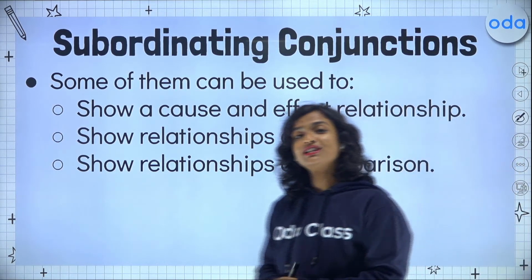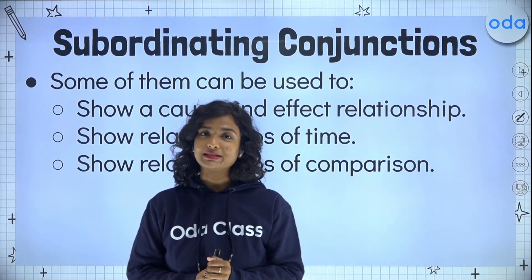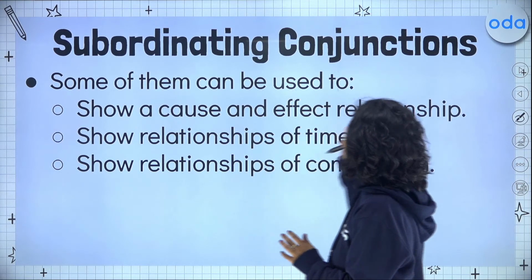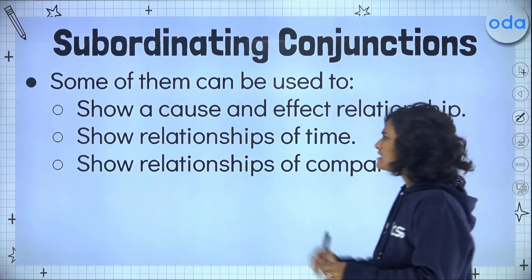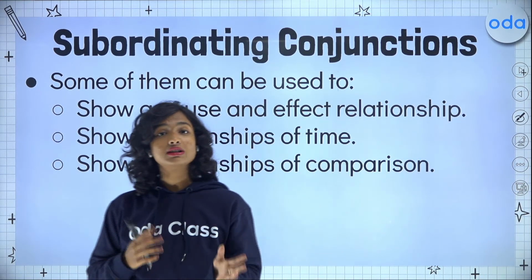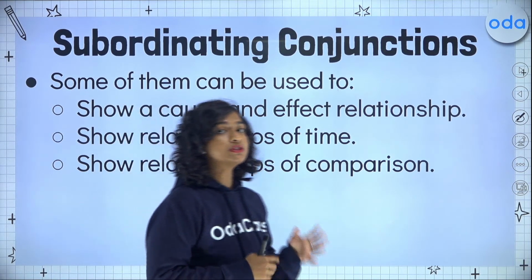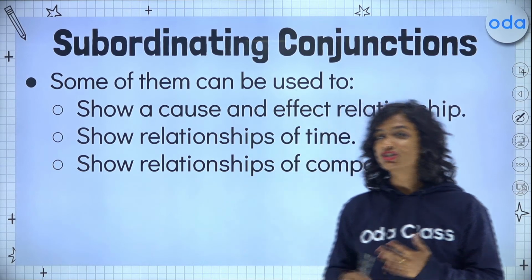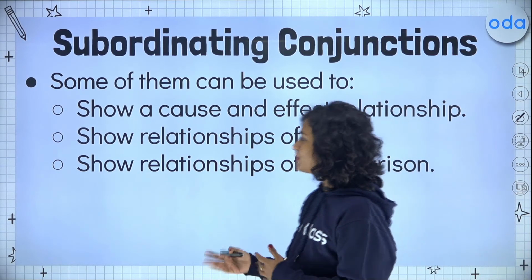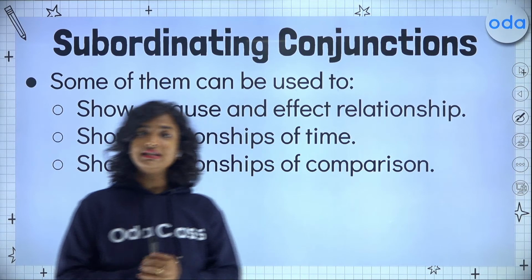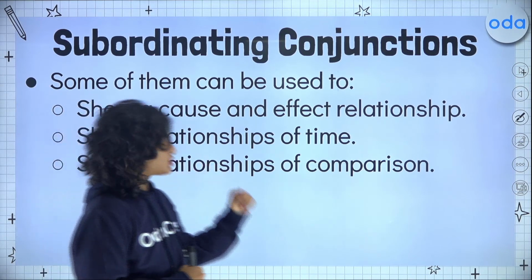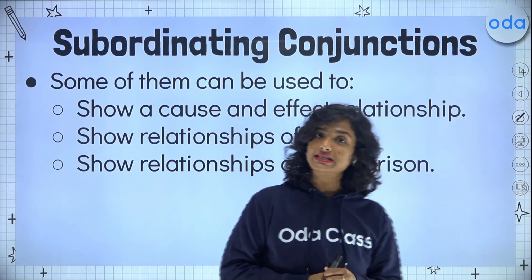So, subordinating conjunctions have lots of uses. In today's lesson, I will focus on these 3, right? Firstly, to show a cause and effect relationship. Second, we have relationships of time. There are also relationships of place, which I will talk about separately. And lastly, we will learn the ones that are used to show relationships of comparison.